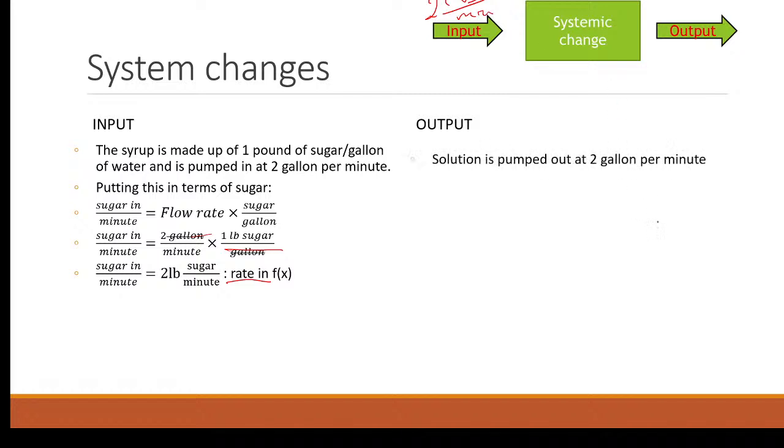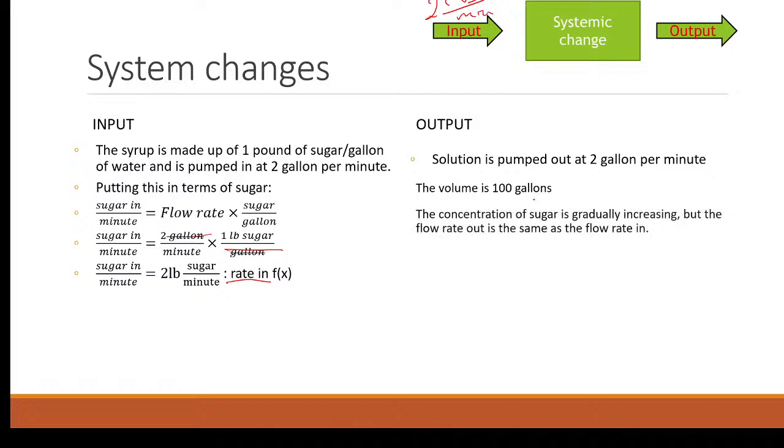Now if we consider what's going out, we know it's 2 gallons per minute going out because we have constant volume. Now to get the idea of the concentration, you've got a 100-gallon tank. The concentration of the sugar is gradually increasing as the rich syrup goes into the tank, but the flow rate out is the same as the flow rate in. And we don't know exactly what's going on because it's constantly changing.